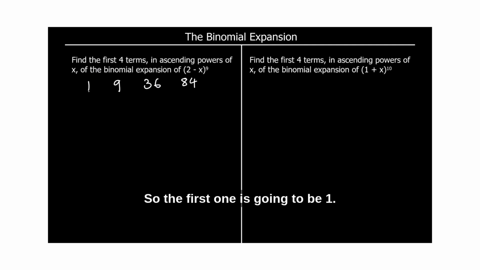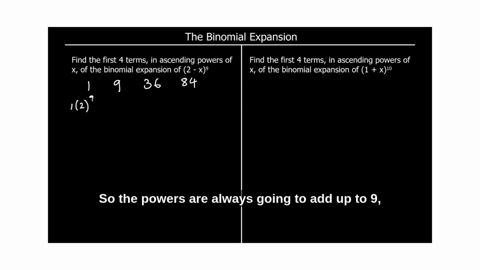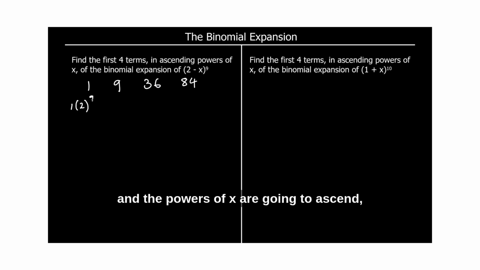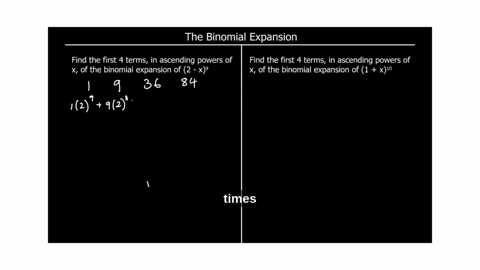So the first one is going to be 1. I'll write it for now: 1 times 2 to the power of 9. So the powers are always going to add up to 9. And the powers of 2 are going to go down every time, and the powers of x are going to ascend, go up every time. I've got 9 times 2 to the power of 8 times negative x to the power of 1.